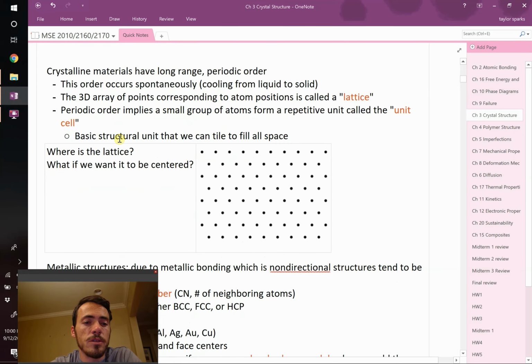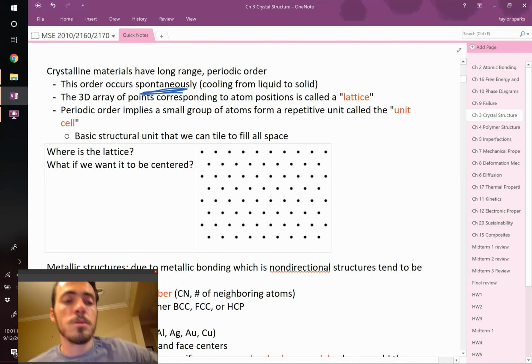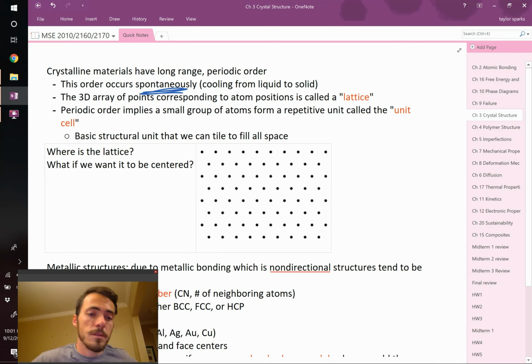Crystalline materials are those that have long-range periodic order, right? So a lattice, we call this a lattice, in that the atoms sit in a specific spot and that's repeated in a specific way all the way through the material in long range, okay? This order occurs spontaneously, right? You don't have to, like with a microscope and a really tiny set of tweezers, move atoms into these spots. It happens spontaneously, right? As you cool it from a liquid to a solid, they automatically do this, okay?